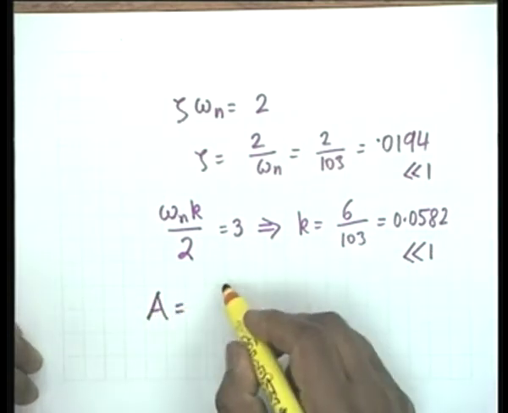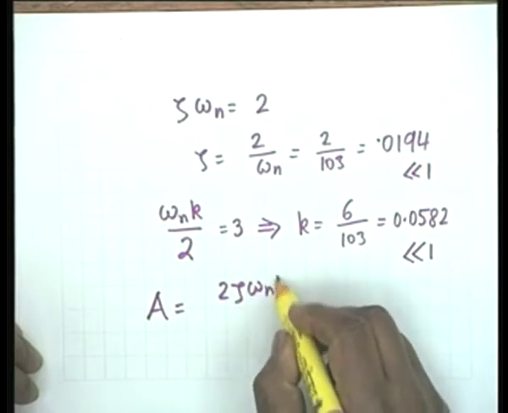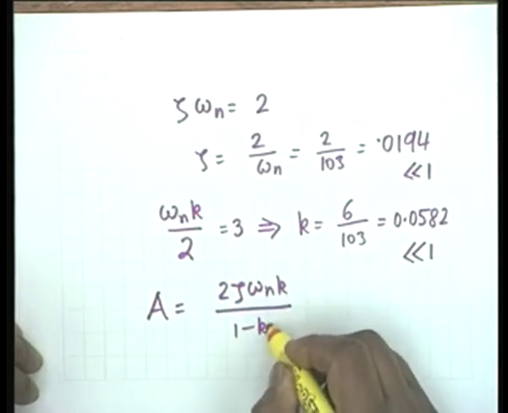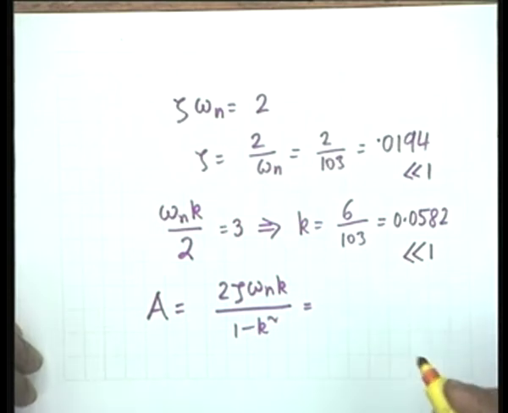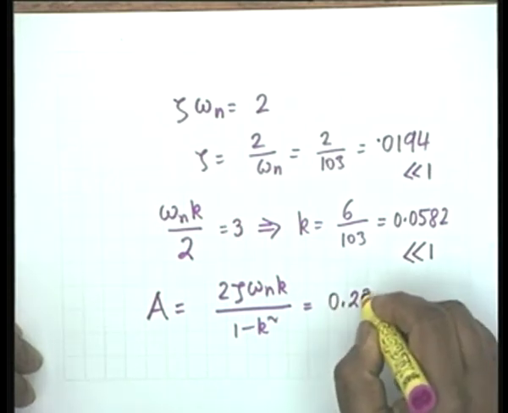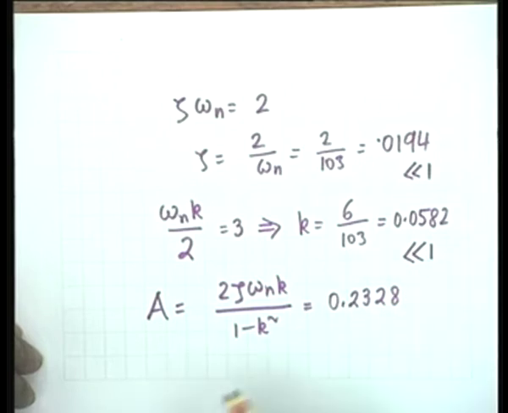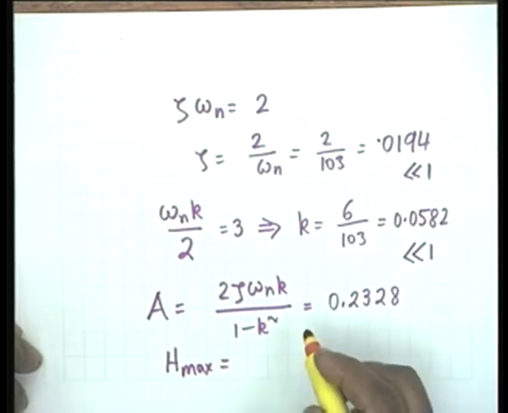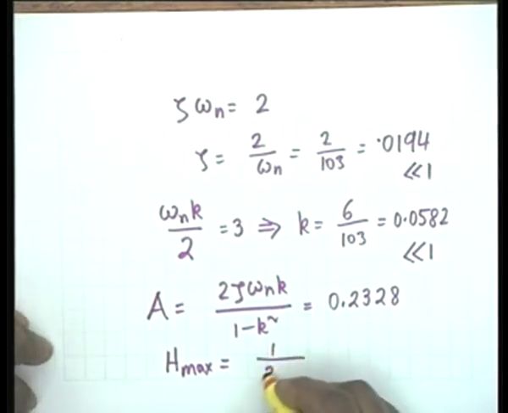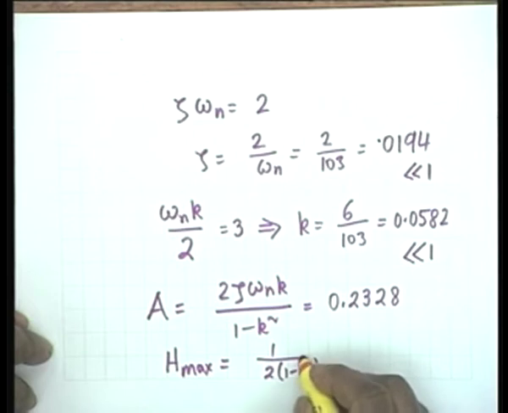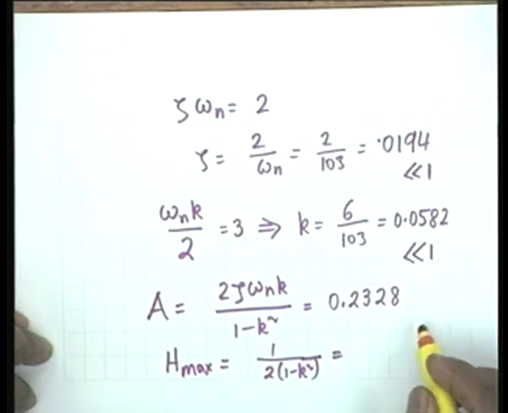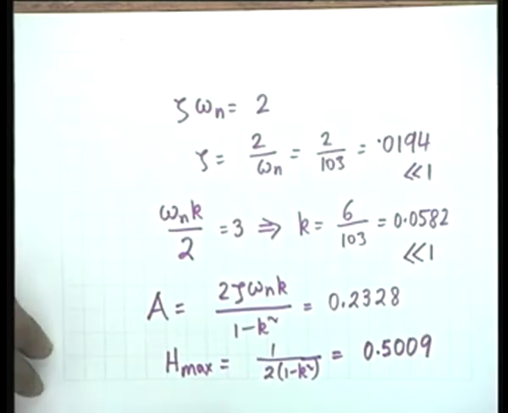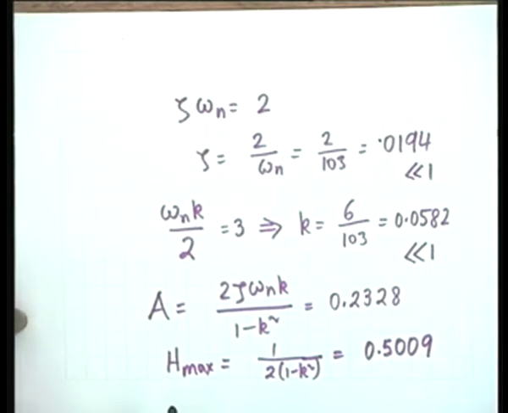Finally, you find capital A is twice zeta omega n k divided by 1 minus k squared. You substitute all the values, then you get 0.2328 and the maximum value of the transfer function H max is 1 by 2 times 1 minus k squared, that is equal to 0.5009.